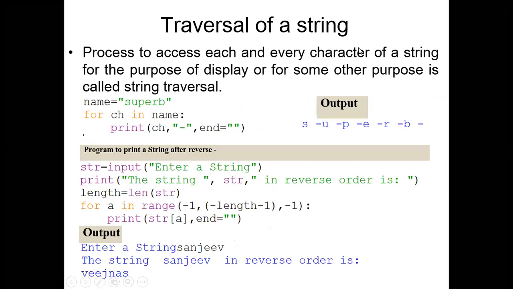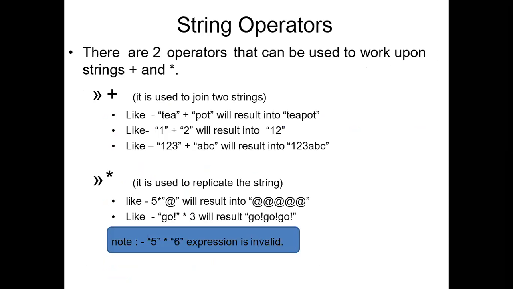So this was called traversing a string. You have learned two traversals, forward traversing and backward traversing. Now there are two string operators that we need to know, plus and multiplication. Plus is a concatenation operator, concatenation meaning merging two words together. And multiplication is a replication operator, that means it replicates or multiplies it.